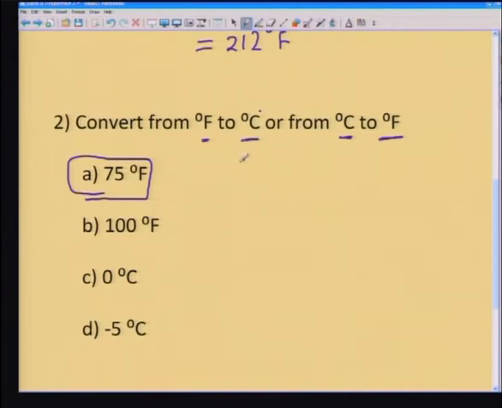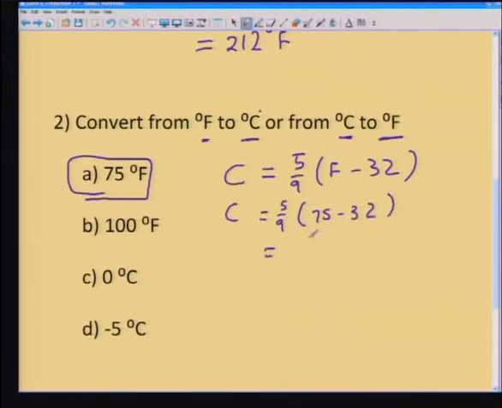Okay, so we're going to convert from 75 degrees Fahrenheit to degrees Celsius. The formula we're going to use is the one that converts from Fahrenheit to degrees Celsius, and it's C is equal to 5/9 times F minus 32. That was the one that they gave you at the beginning. So in degrees Celsius, it's going to be 5/9 times 75 minus 32. You can then put this into your calculator, or work this little bracket out first and then put it into the calculator.